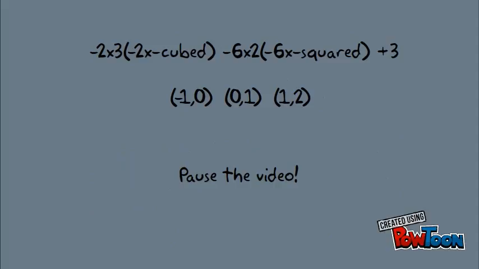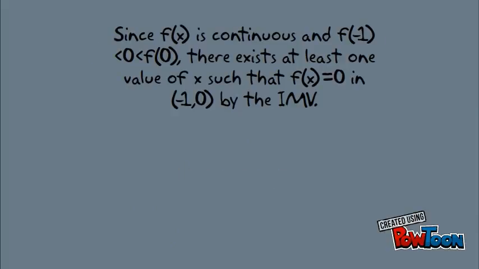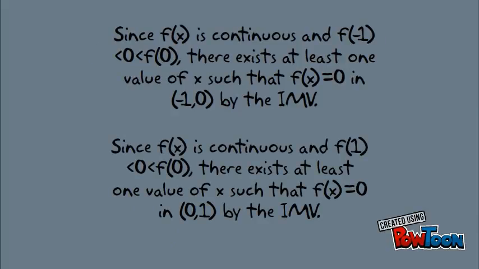Now it is your turn. Pause the video and use the intermediate value theorem to show that there are zeros between the following intervals using the polynomial -2x cubed minus 6x squared plus 3. These should be your two answers.